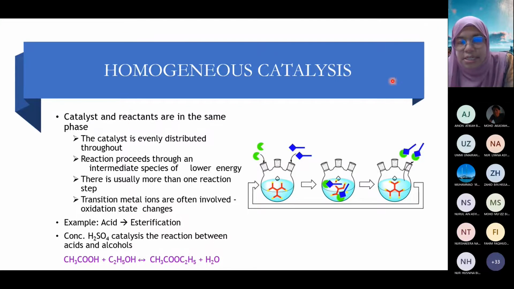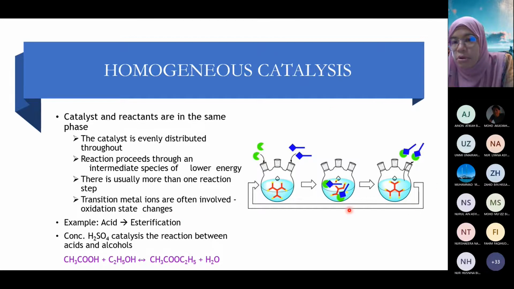So in homogeneous catalysis, catalysts and reactants are in the same phase. The catalyst is evenly distributed throughout the reaction. Reaction proceeds through an intermediate species of lower energy. There is usually more than one reaction step. Transition metal ions are often involved, with oxidation state change.